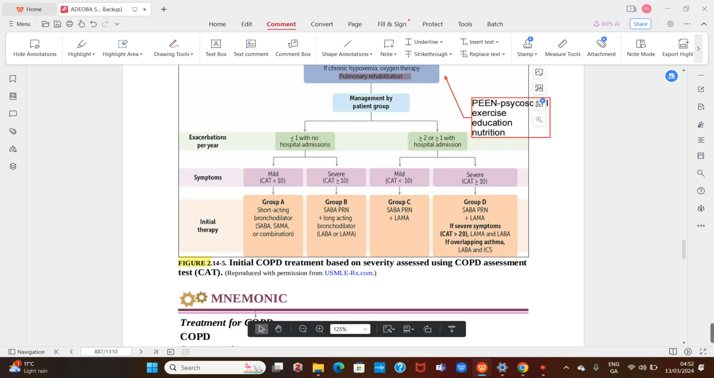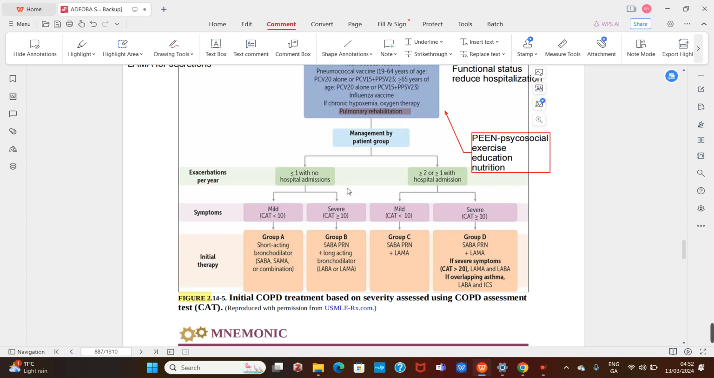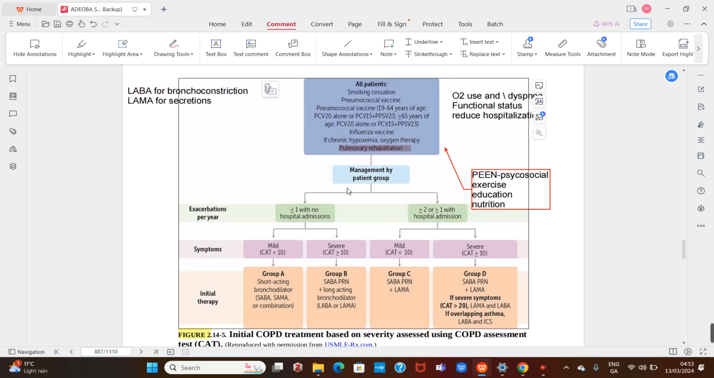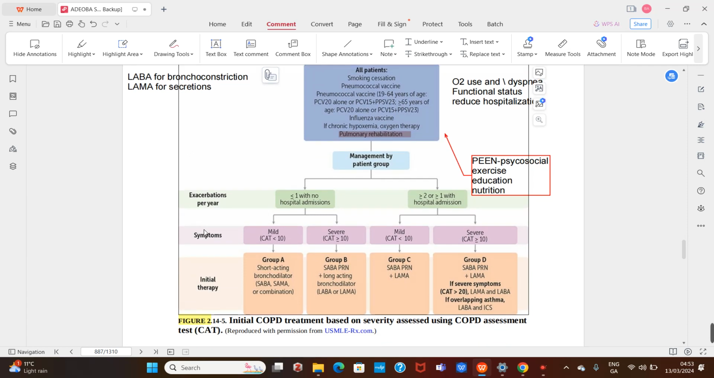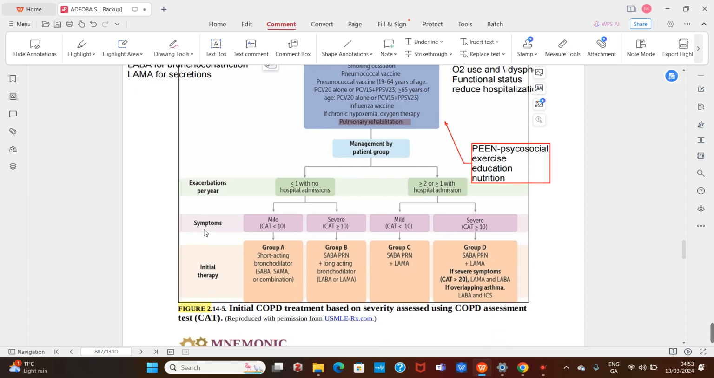So you get the value more than or equal to 10, that is bad. If it's less than 10, it is fine. So you get that CAT score from the symptoms. Then the next thing is you want to get the number of exacerbations. It is very, very important. How many exacerbations have they had in a year? Have they had one? If it's one, it is good. If it's two and above, it is bad. So the bad category is if they have had two and above. The good category is if it's one or less.